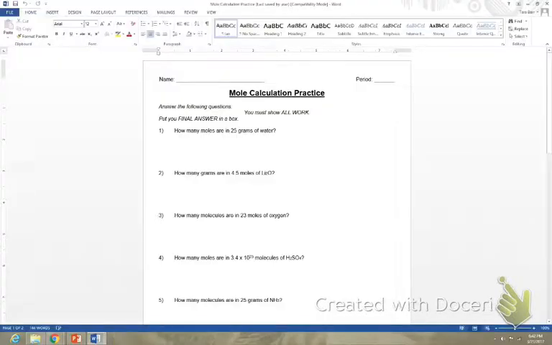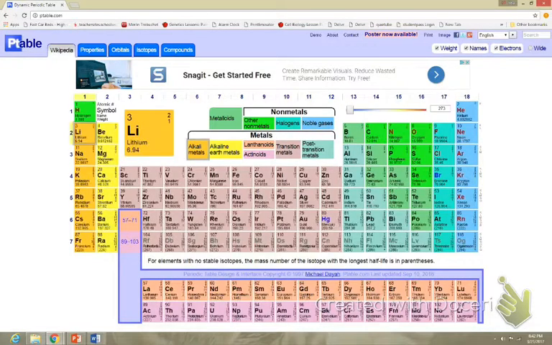Let's practice another one. How many grams are in 4.5 moles of Li2O? We're going to know the molar mass first. Lithium is 6.94, and you've got 2 of those, and oxygen is 15.99.